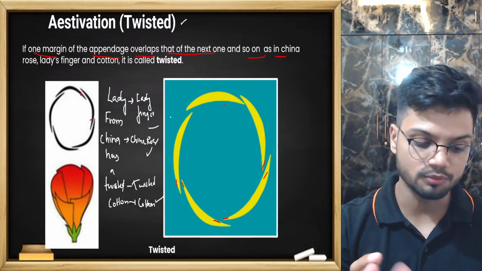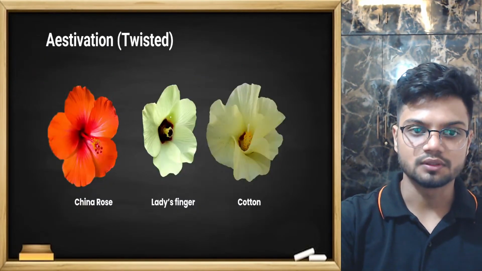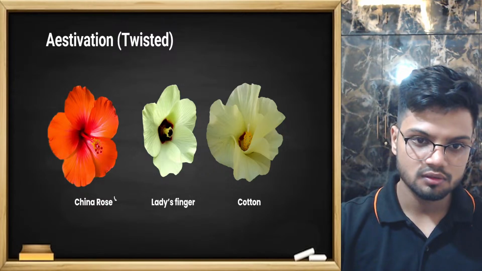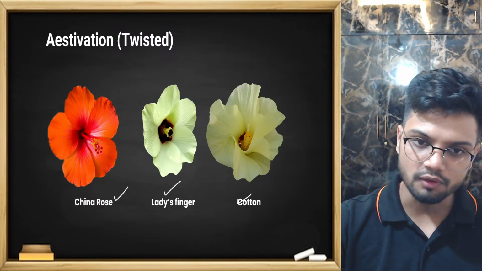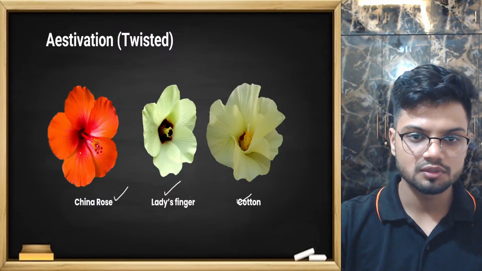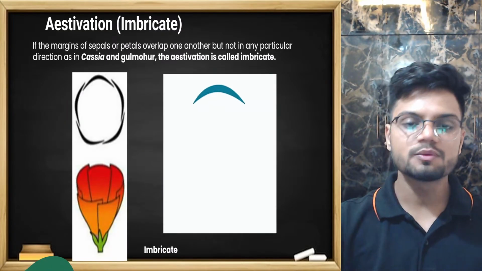Twisted aestivation. Clear, all of you? Next one. See here, China rose, lady's finger, and cotton. Can you see it's in an alternating manner? So beautiful a flower. Alternating manner, twisted aestivation. Next one is called imbricate.